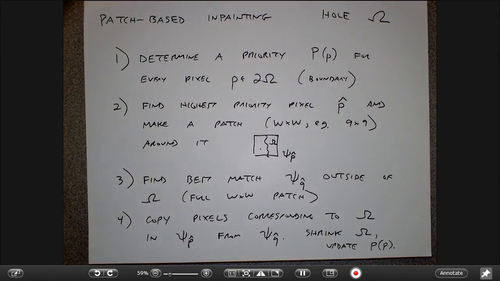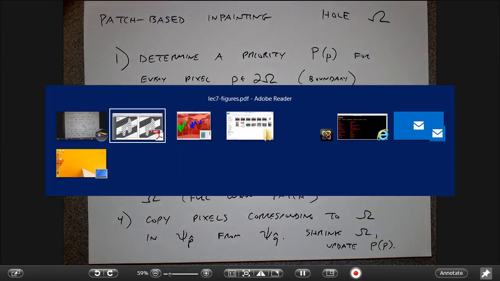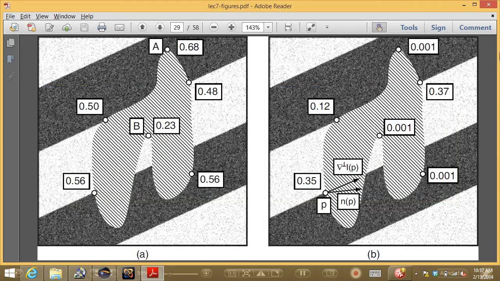And so Criminisi called that the fill front, right? Well, I guess the fill front is the entire boundary. How do I choose the best pixel on the fill front to start pushing the color in, right? And so let's look at this picture here. So here are some possible pixels to consider. Okay, so basically the priority term that was proposed in this paper was composed of two parts.